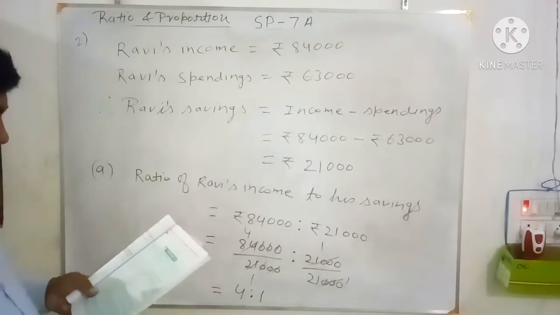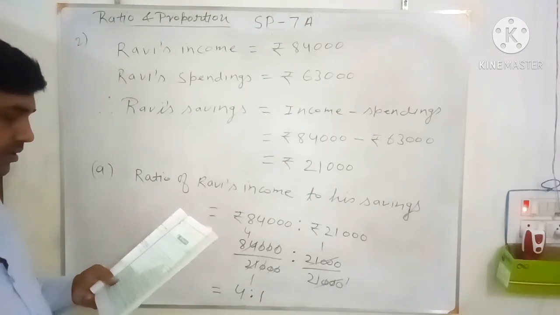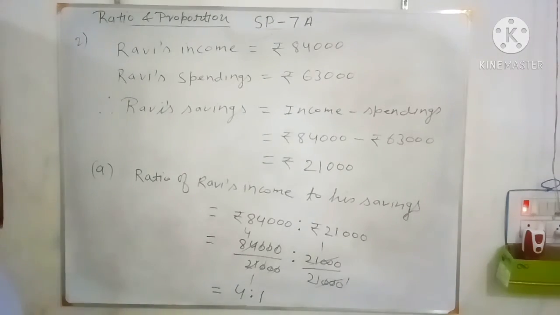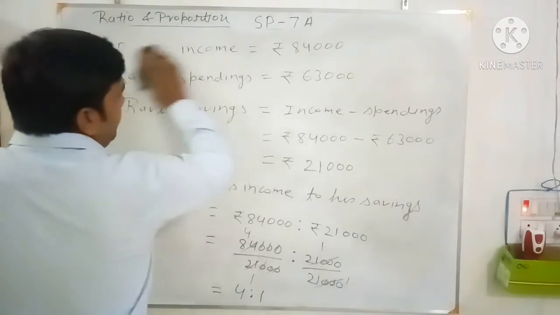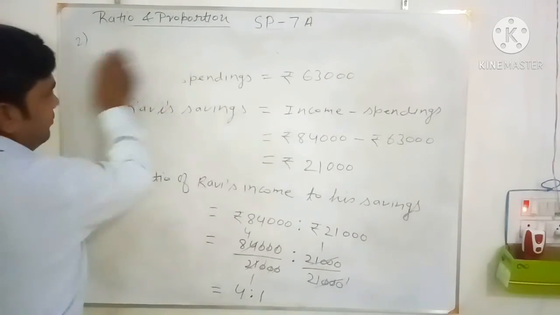So the ratio of Ravi's income to his savings is 4:1. And second, part B, the money that Ravi saves to the money he spends. So the ratio of the savings and the spendings. In the B part, to find the ratio of the savings and spendings, we see that the spendings is 63,000, so we'll find that ratio.